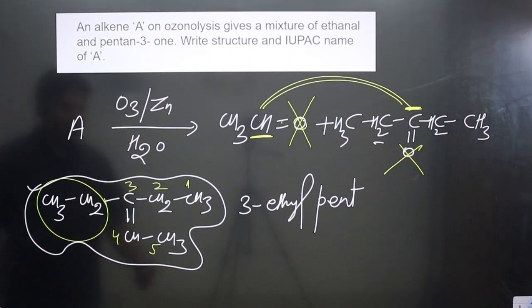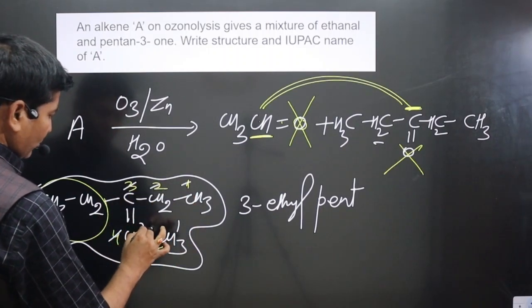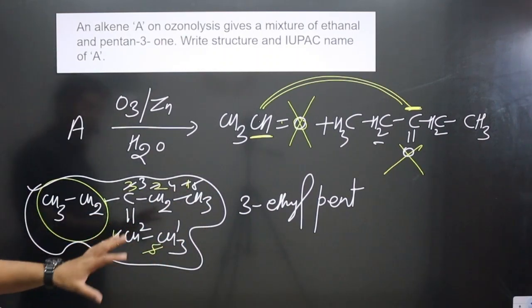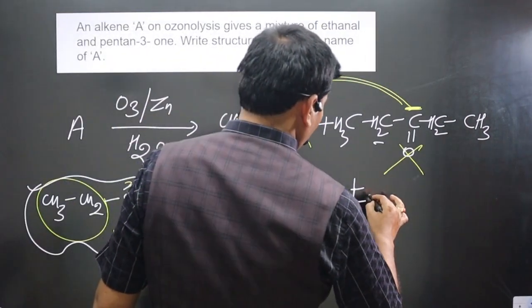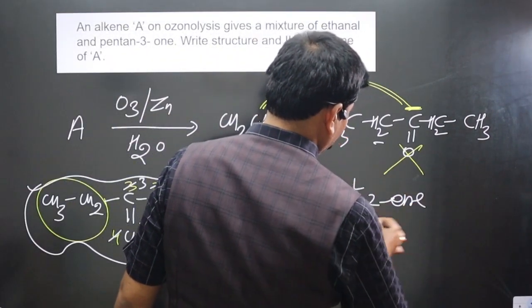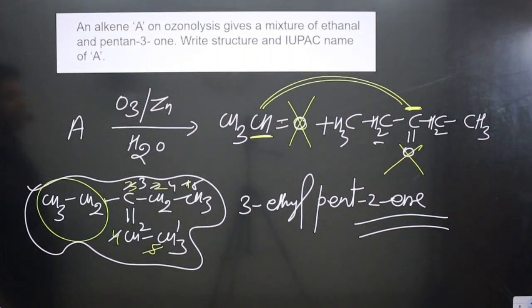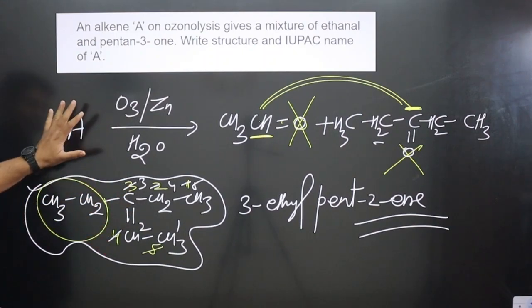So no problem, I do one thing. I cancel this one. We have 1, 2, 3, 4, 5. We have to give the minimum number. The parent chain will be the same, pent. And we can mention 2: pent-2-ene. So 3-ethylpent-2-ene. This is the IUPAC name of this structure, and this is the reactant A.